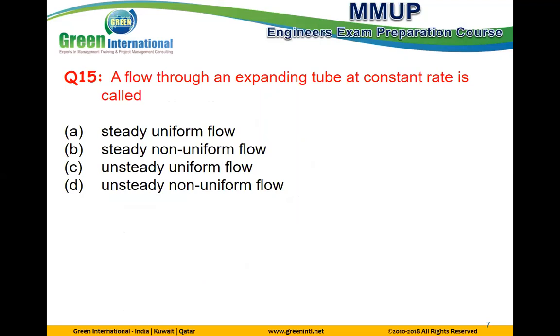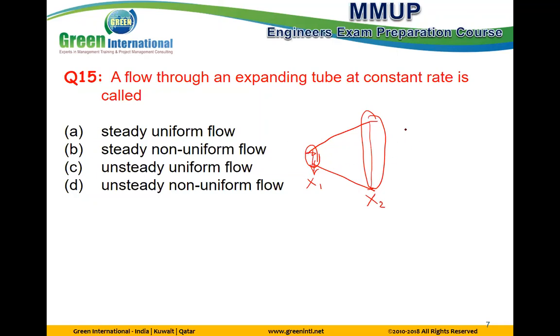A flow through an expanding tube at constant rate is called, read carefully, then answer. A, unsteady and uniform flow. B, steady and uniform flow. C, steady and non-uniform flow. D, unsteady and non-uniform flow. Okay, one by one. A flow through an expanding tube like this. Correct? Cross section at x1, for example, and this cross section at x2. As you see here, the diameter changes, correct?